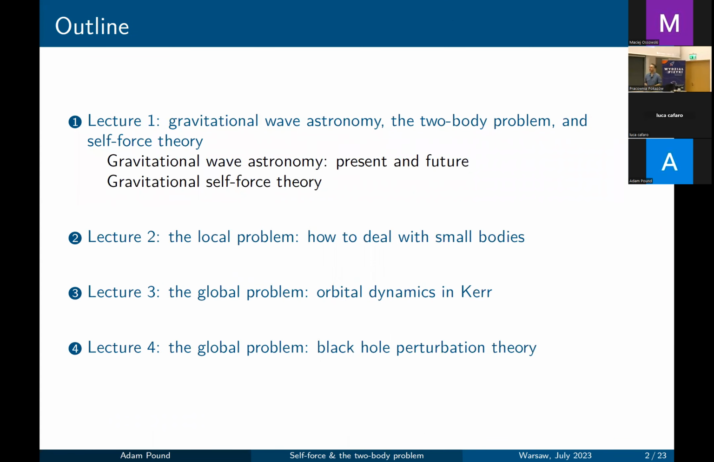So this is a rough outline. I'm breaking each of these 2-hour blocks into roughly 2 lectures. And the first one, as I mentioned, is going to be really about gravitational wave astronomy, just to put everything in context, why we're studying this and what is the ultimate goal here. So I'm going to describe the overall picture of the two-body problem as a method of modeling gravitational wave sources, and then get into this specific method, gravitational self-force theory.